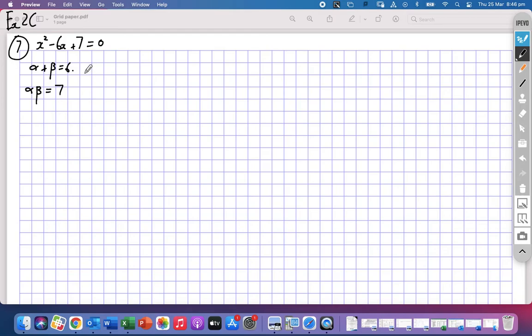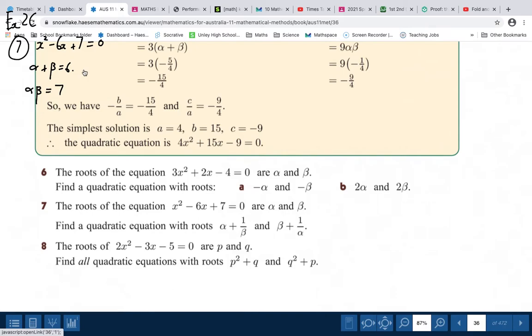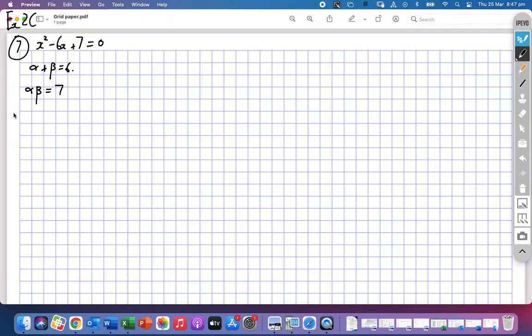Alrighty. Now, they say we want to now create an entirely new quadratic. So find a new quadratic equation with roots alpha plus 1 on beta and beta plus 1 on alpha. So what is it? Alpha plus 1 on beta, beta plus 1 on alpha. Right? So roots alpha plus 1 on beta and beta plus 1 on alpha.